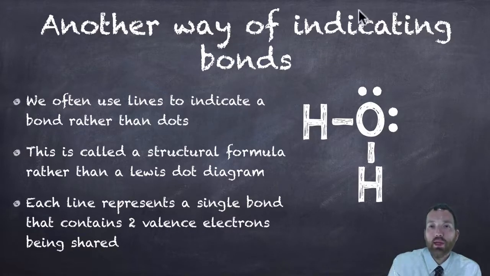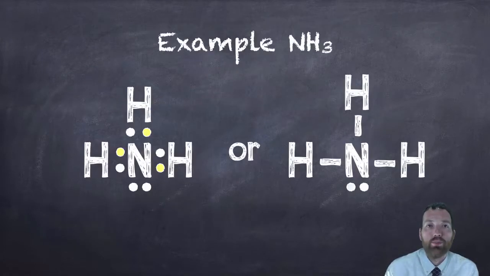So if I'm counting electrons here, when I get to these lines, I count them as 2. 1, 2, 3, 4, 5, 6, 7, 8. 8 on that oxygen. That's how I know this oxygen is happy. Each hydrogen has a line to it which represents 2 electrons, so each hydrogen is happy. So that's the correct structure. So again, you could draw these either way, Lewis dot diagram on the left or a structural diagram on the right. It's completely up to you.